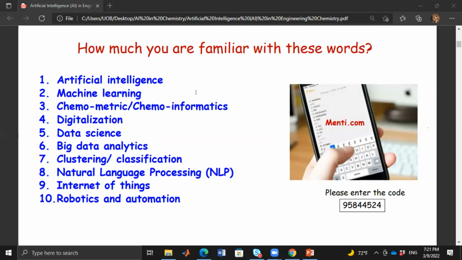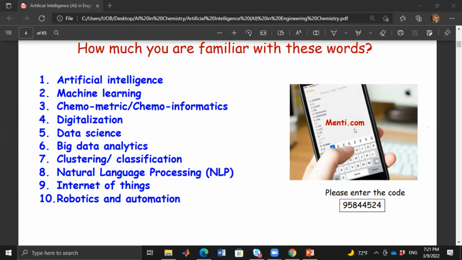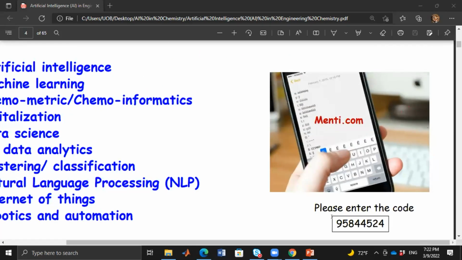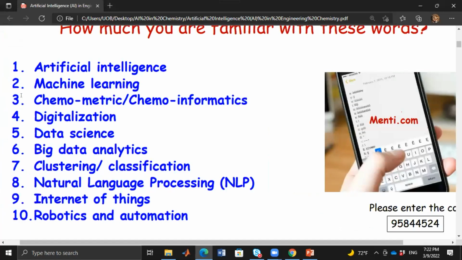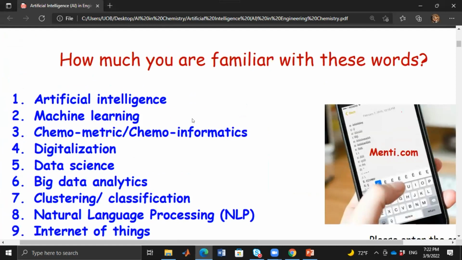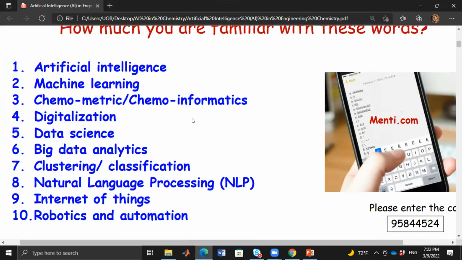Probably some of these words sound familiar to some of you. Some of them don't. I just want to know what the distribution is. So please, if you don't mind, and you are on your mobile, as you can see here, just type menti.com, and then it will ask you to enter this code. Please enter this code. There are three multiple choice options for this question. So could you please do this now?